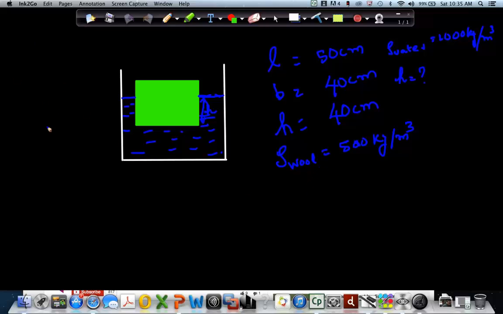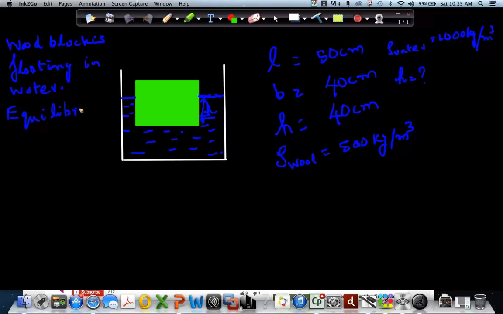So see, first thing is that the wood block is floating in water. That is given. Which means that the wood block is neither going down nor going up. It is just staying, floating in water. Absolutely. The student is saying equilibrium. Absolutely, there is equilibrium. Excellent. Wonderful answer. There is equilibrium between the weight and the buoyancy. Absolutely. Weight is equal to the buoyancy. So you got an equation here.